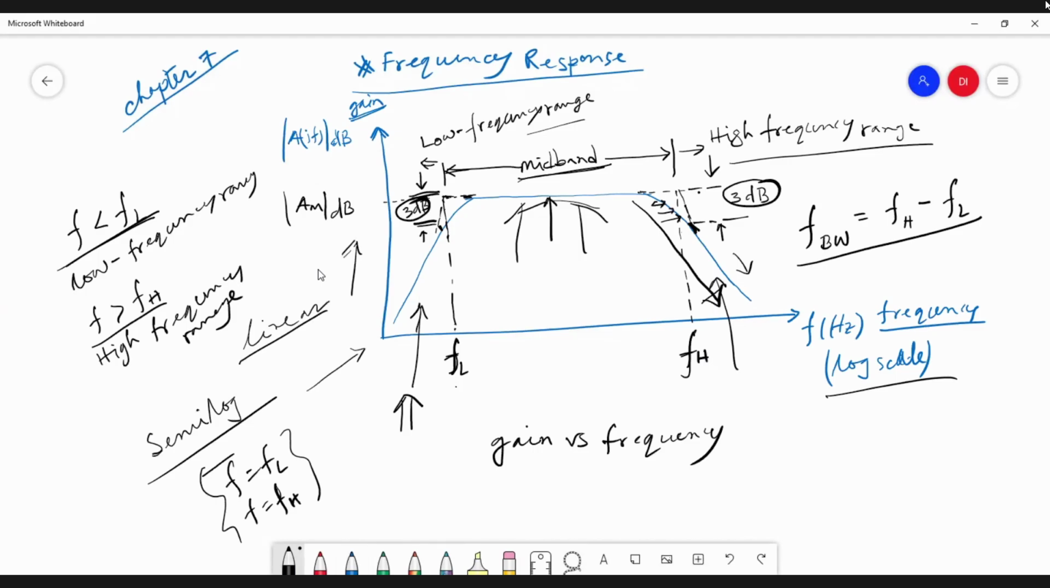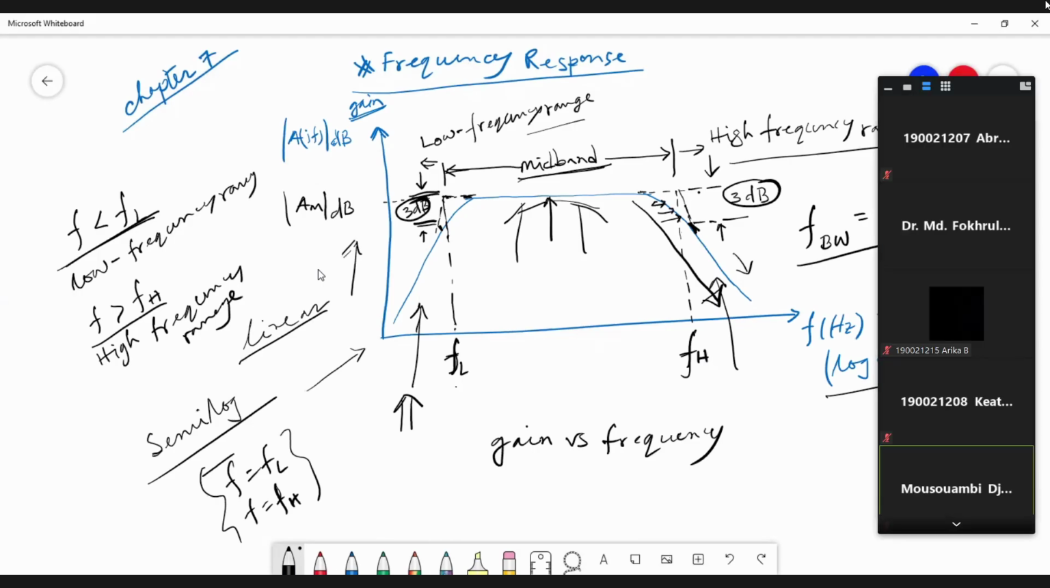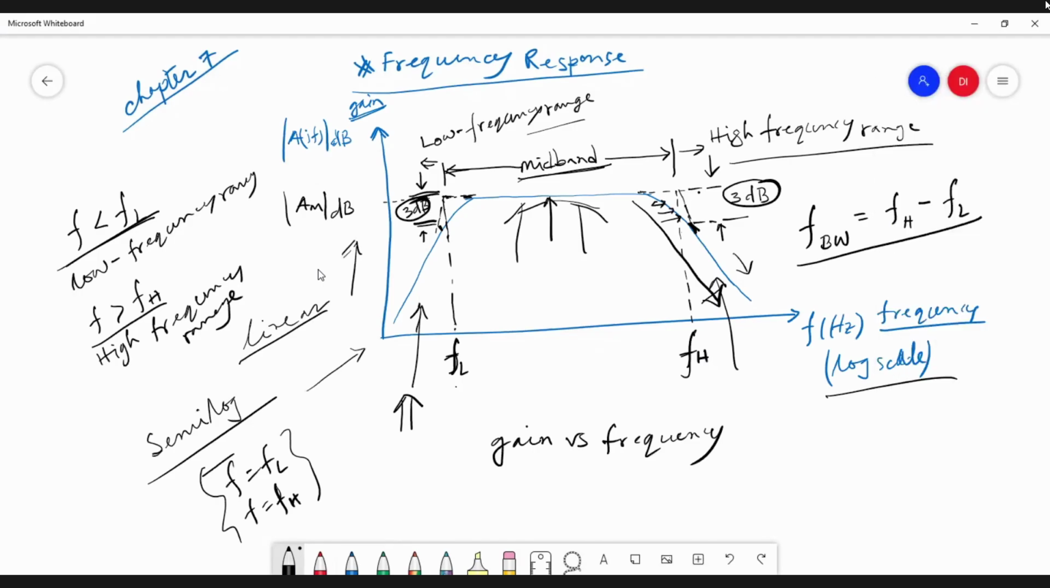This point is very important. In your previous discussion in electrical circuit 2 or electronic circuit 1, usually we considered the coupling capacitor and the bypass capacitor as short, and the load capacitor as open. But here we will consider it's not purely short or purely open, and that's why we include this drop.